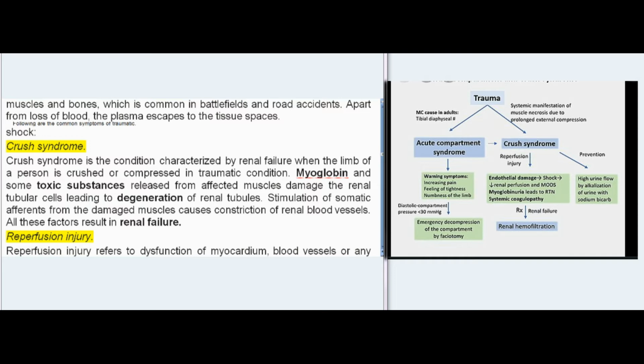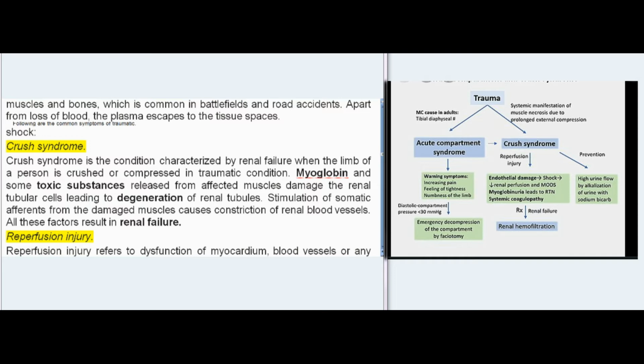Crush syndrome. Crush syndrome is the condition characterized by renal failure when the limb of a person is crushed or compressed in traumatic condition. Myoglobin and some toxic substances released from affected muscles damage the renal tubular cells, leading to degeneration of renal tubules. Stimulation of somatic afferents from the damaged muscles causes constriction of renal blood vessels. All these factors result in renal failure.